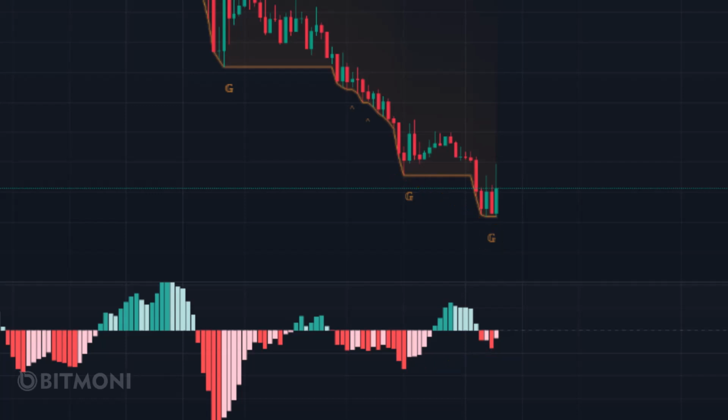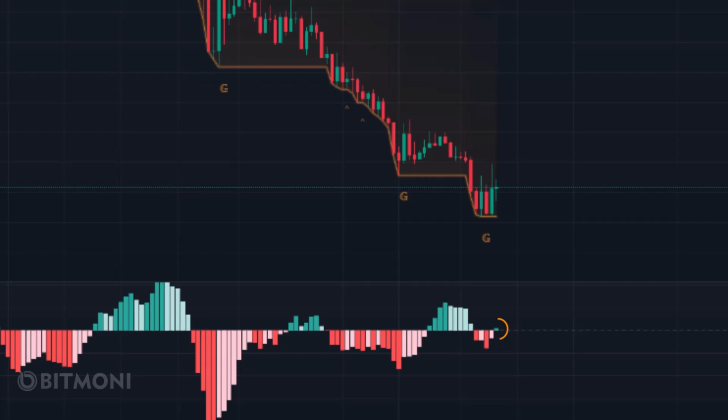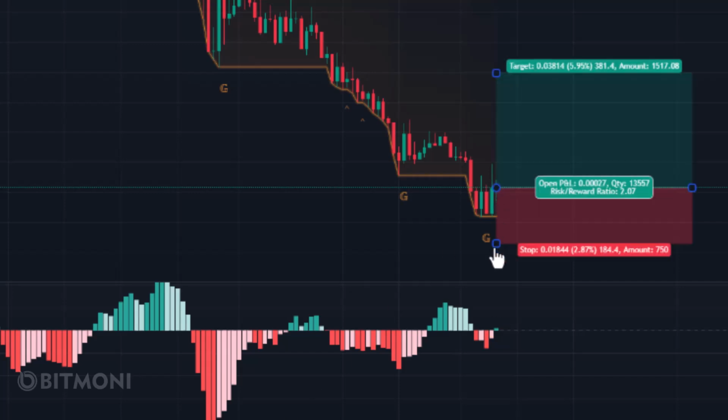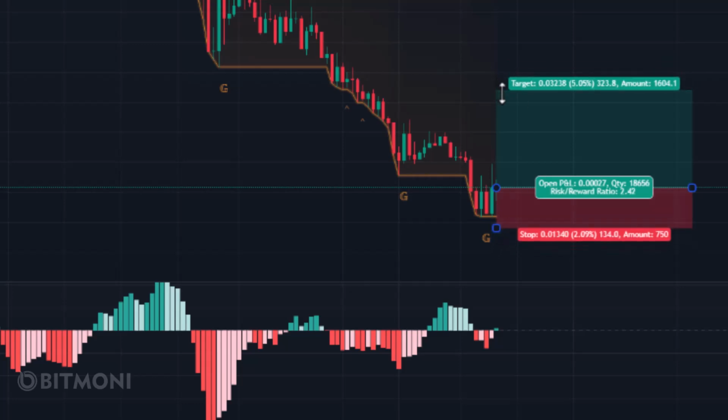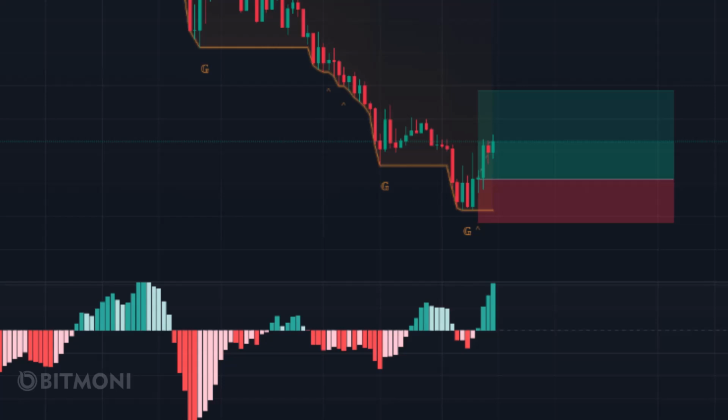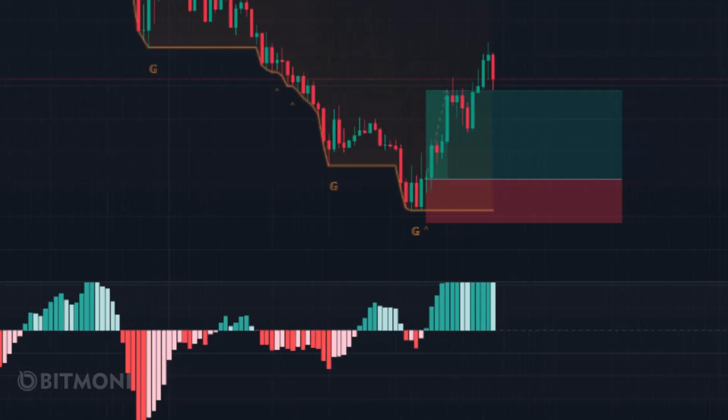Now once you see the MACD histogram turn green again, indicating bullish momentum, you enter a long position. Place your stop loss right under the lower band and set your take profit 2 times the risk. Let the trade run, and in this example, it turned out profitable.